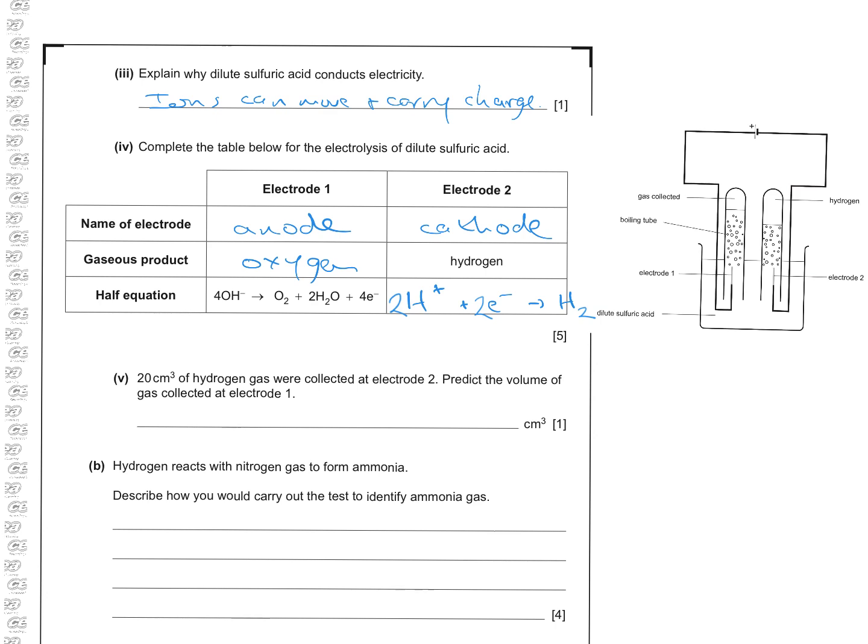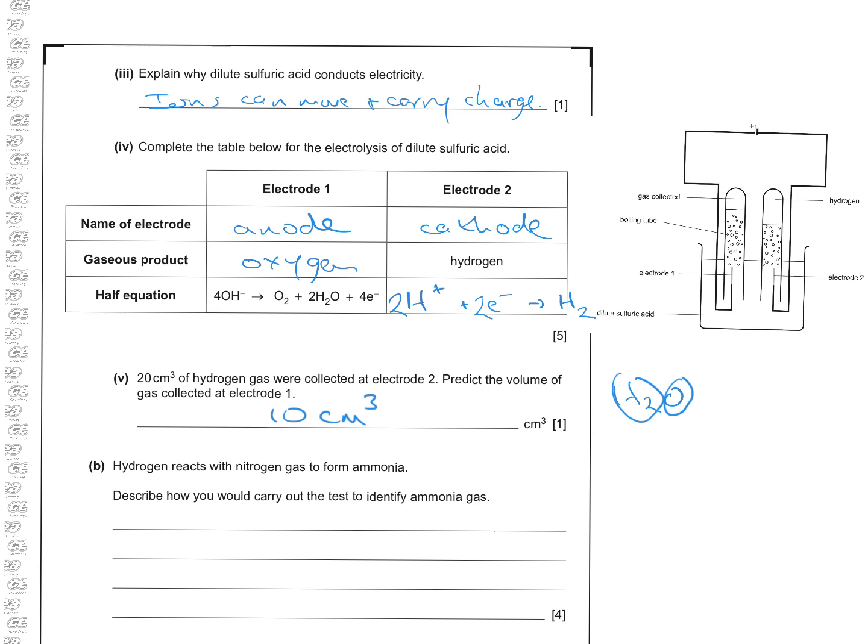Part 5, 20 cubic centimetres of hydrogen gas were collected in electrode 2. Predict the volume in electrode 1. Well, for this one, remember, water is H2O. You have twice the moles of hydrogen as you do of oxygen. So if there are 20 cubic centimetres of hydrogen gas, that would indicate that there will be around 10 cubic centimetres of oxygen produced. Okay, on to part B.